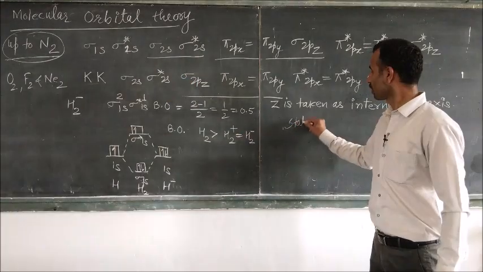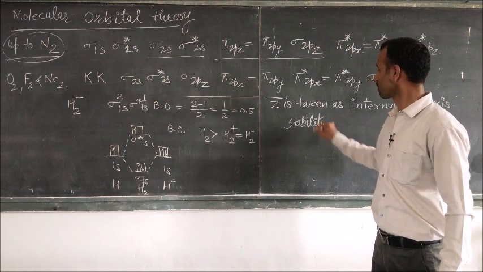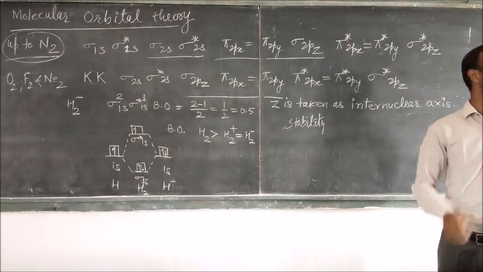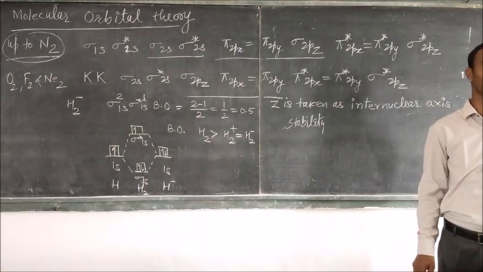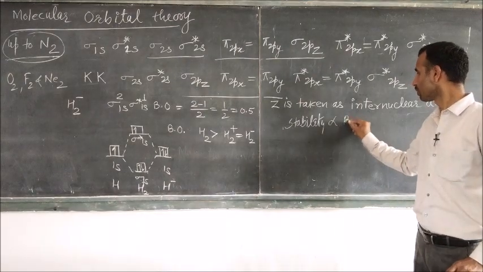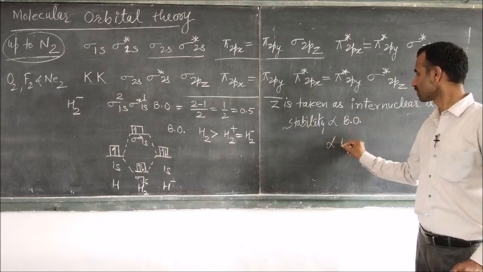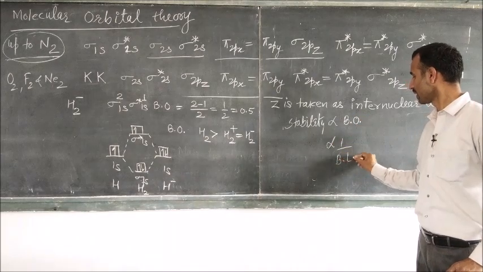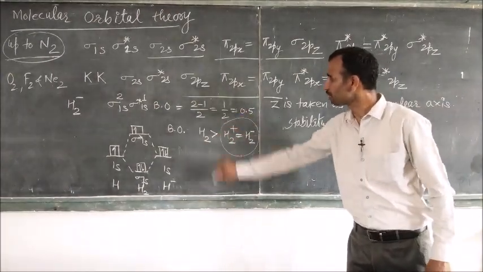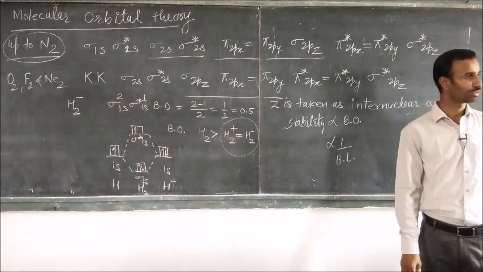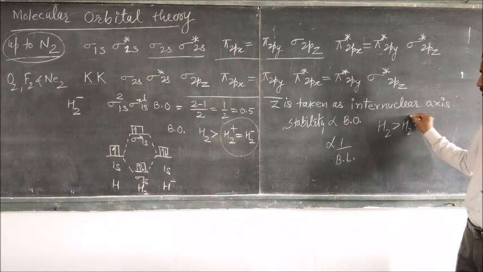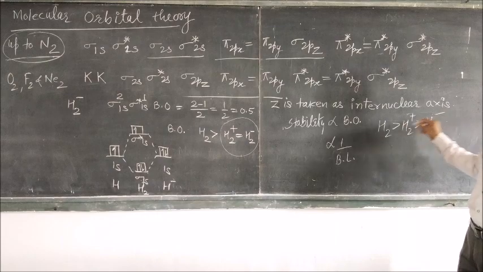Now, what about the stability of these species? What is the order of stability? Normally, what we do, we write stability is proportional to bond order and inversely proportional to bond length. But in this case, H2 plus and H2 negative both have the same bond order, but keep in mind H2 plus is more stable than H2 negative.